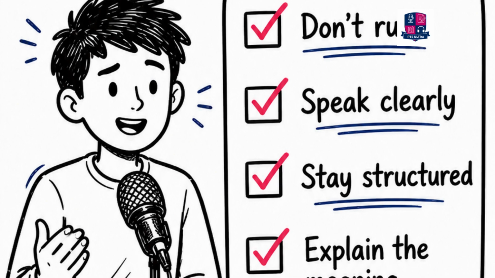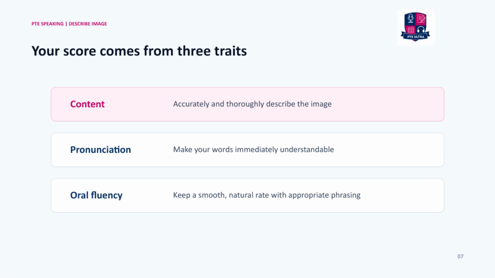There are 3 scoring traits you should remember. The first one is content. This checks whether you describe the image accurately and with enough detail. The second one is pronunciation. This checks whether your words are easy to understand. The third one is oral fluency. This checks whether your rhythm, phrasing, and speaking speed sound smooth and natural.